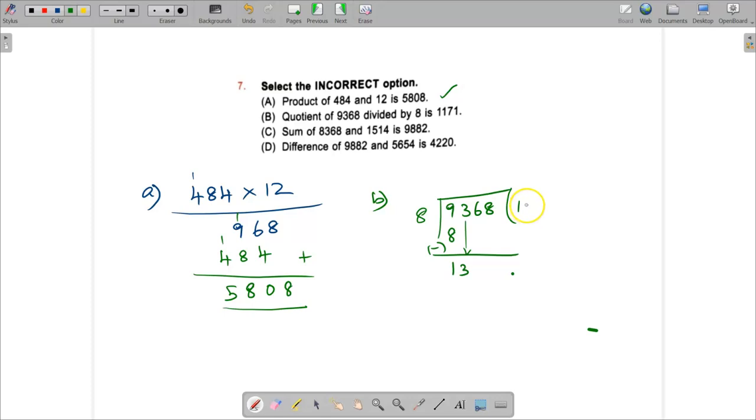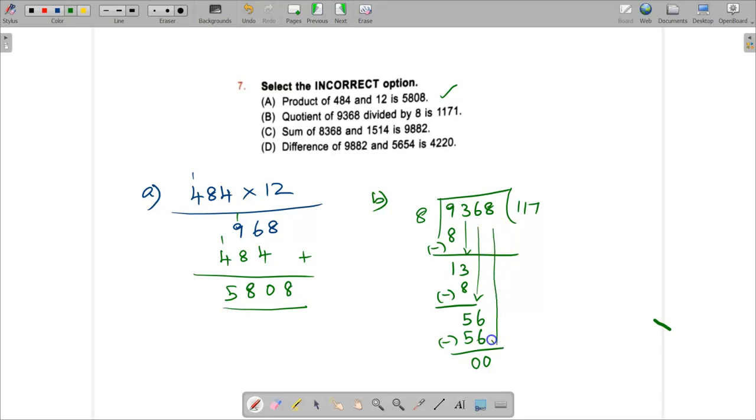So again 8 table. 8 ones are 8. Just subtract these two values. 13 minus 8, it is 5. Just bring this value down. So it is 56 now. 8 sevens are 56. So 6 minus 6, it is 0, 5 minus 5, it is 0.